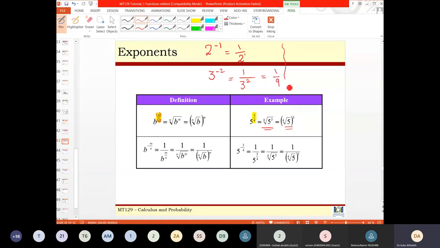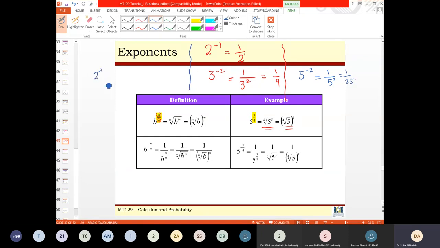Another example. Say you have 5 to the power -2. What does it mean? It's 1 over 5 squared, which is 1 over 25. That's correct. Let me give you one more thing.